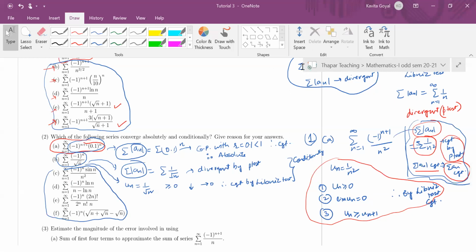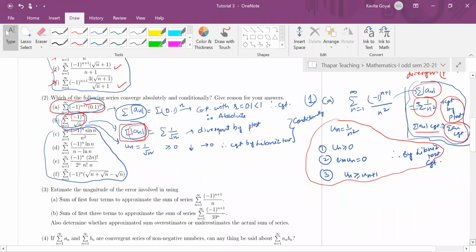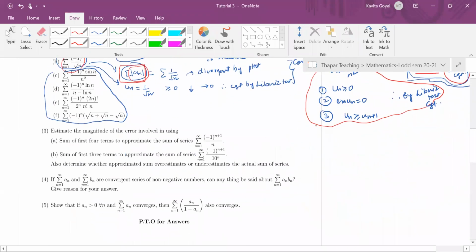Ma'am, could you explain the 20th question of tutorial 2? You're asking the 20th question from the last tutorial sheet? Have you tried it? I tried it using the ratio test, but it fails. The question is: a0 is 3, a1 is 3, I guess, and a(n+1) is equal to n upon n plus 1 into an. So you have to tell about the convergence or divergence of this series.